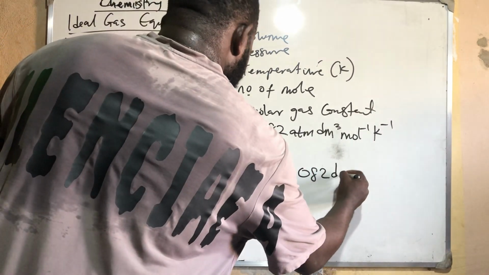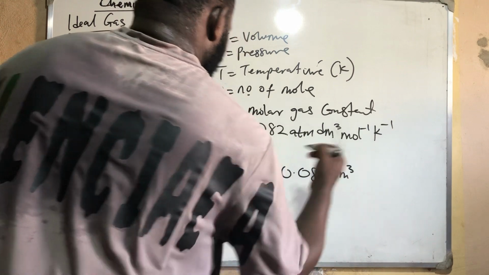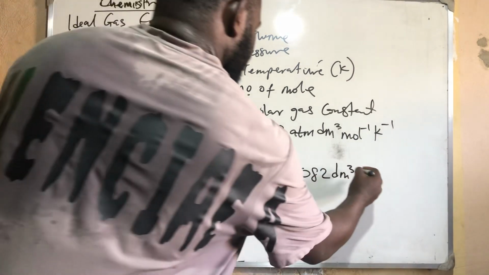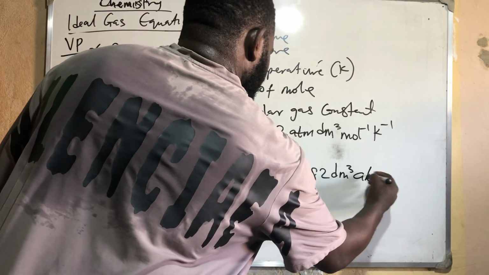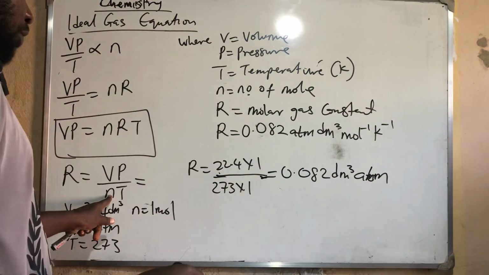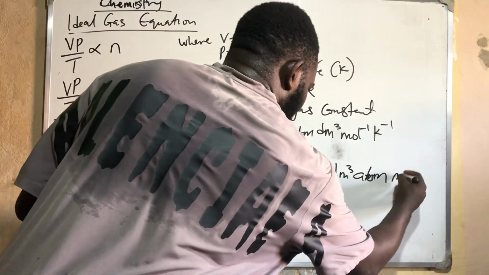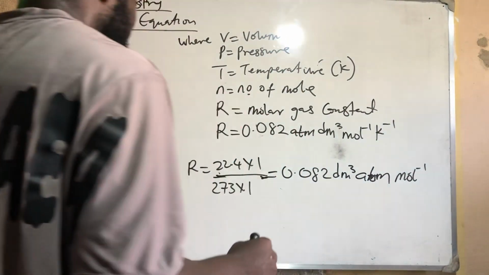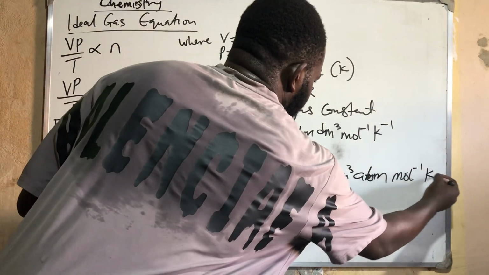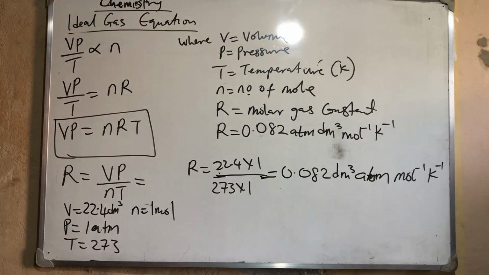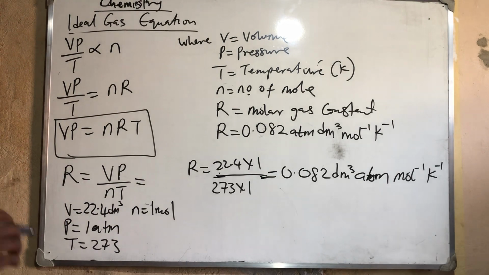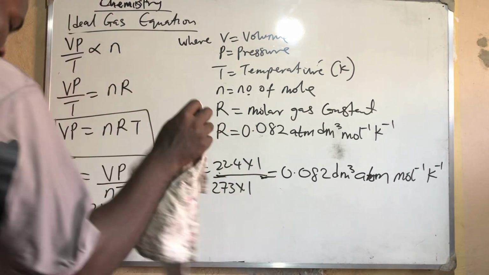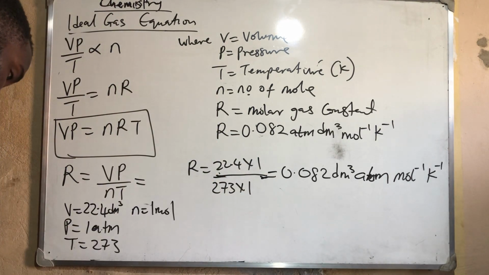Now, volume is in dm cube. Pressure is in atm. Number of moles is in mole and it is down, you say per mole. Then temperature is in Kelvin and it is down, per Kelvin. So that is the unit. So you need to know that the molar gas constant is 0.082. That is a very, very important thing to note.